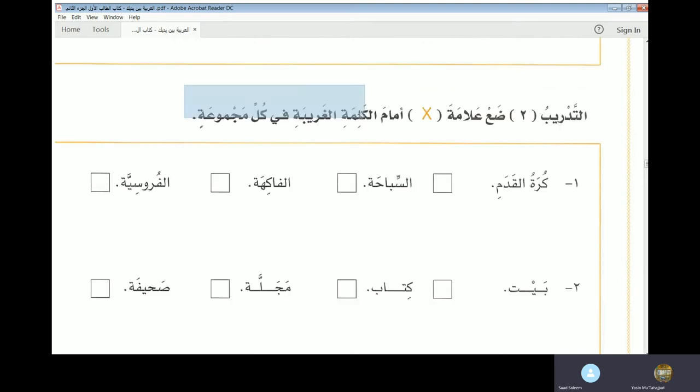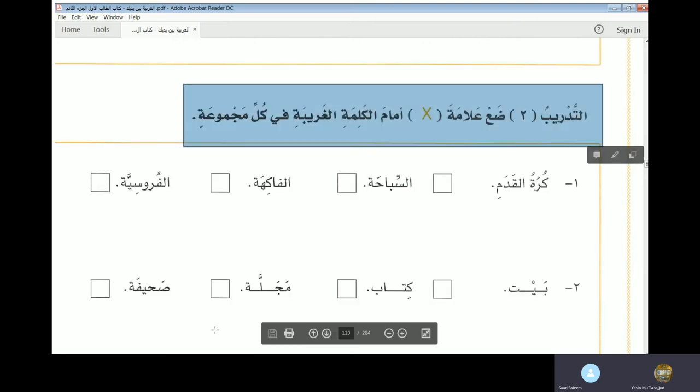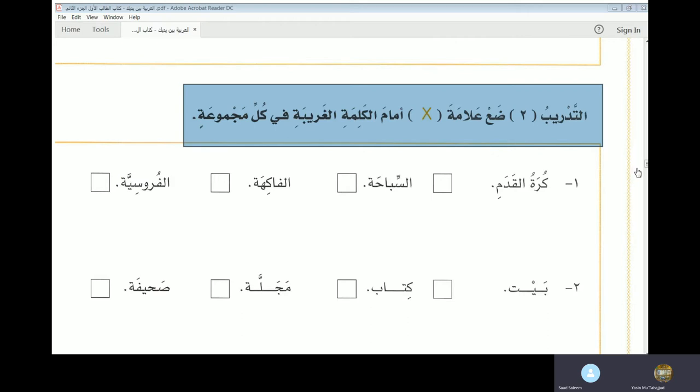After Tadrib Thani: Daal, alama. Is that to put a mark? Okay, put the mark, the X. Put the cross mark. Okay, put the cross mark.